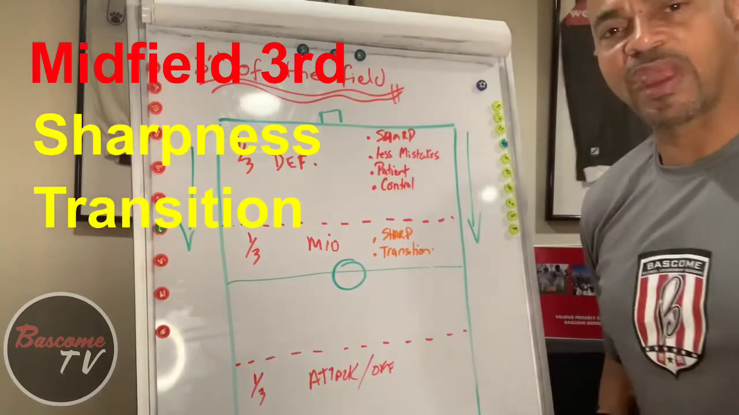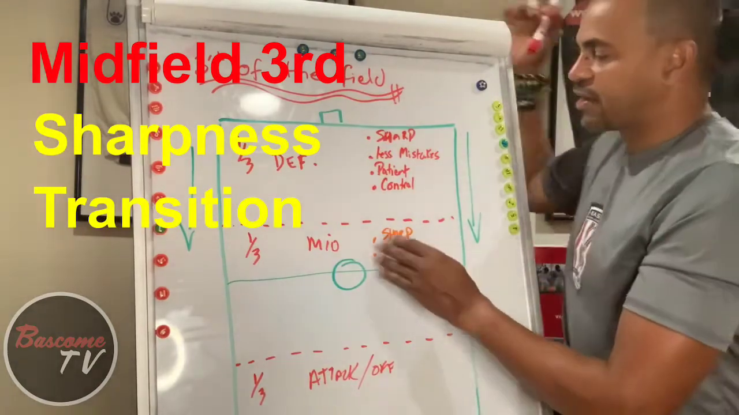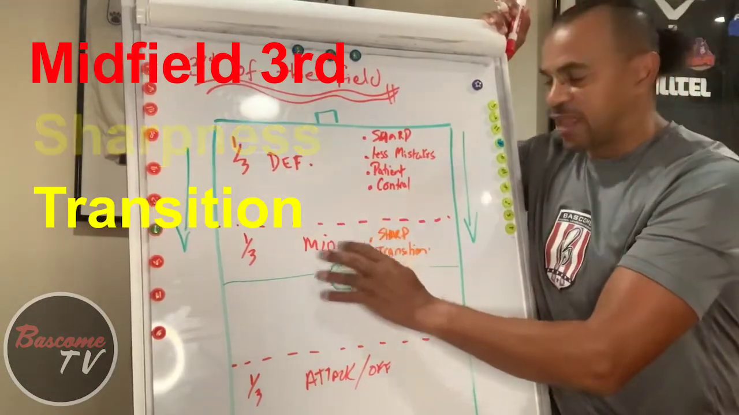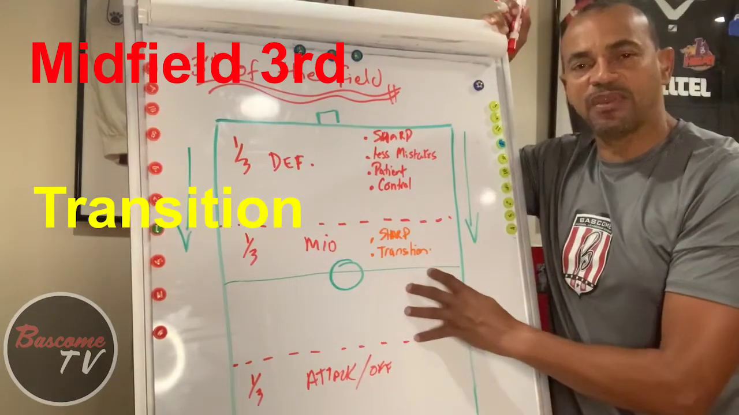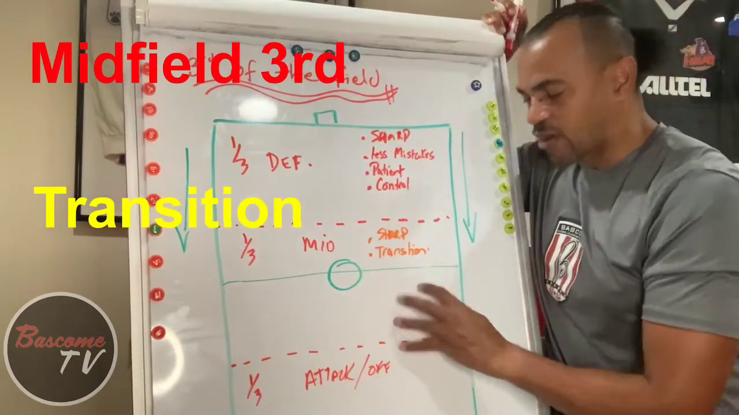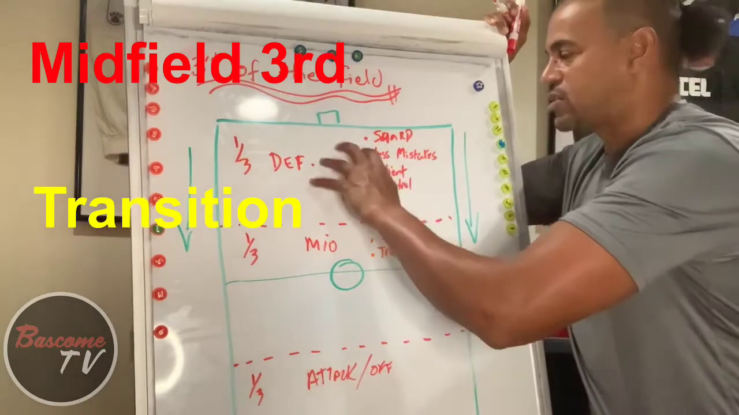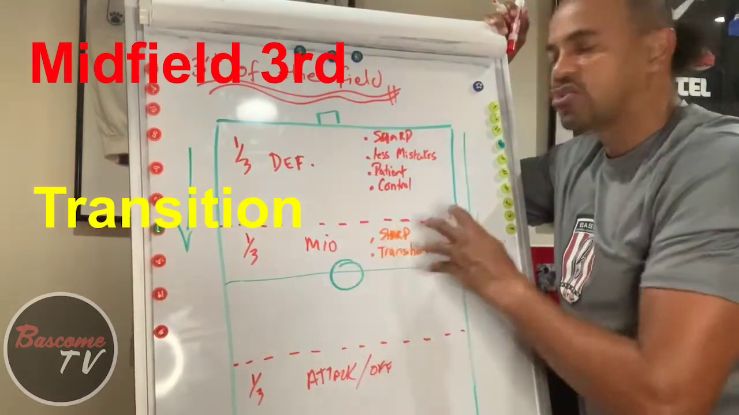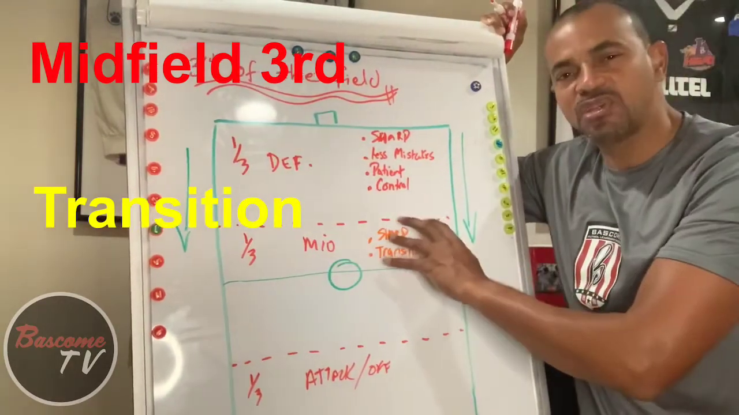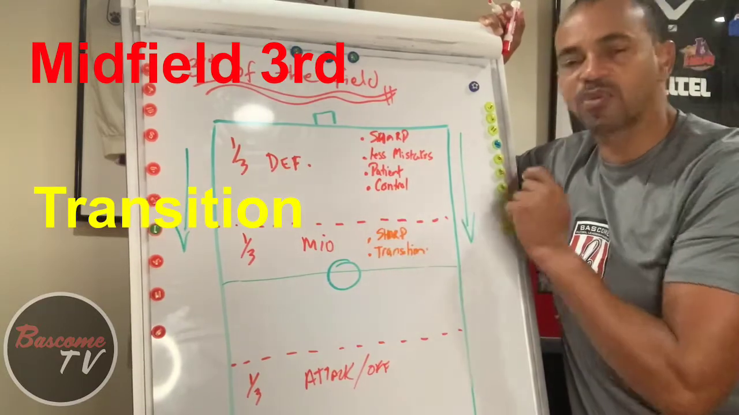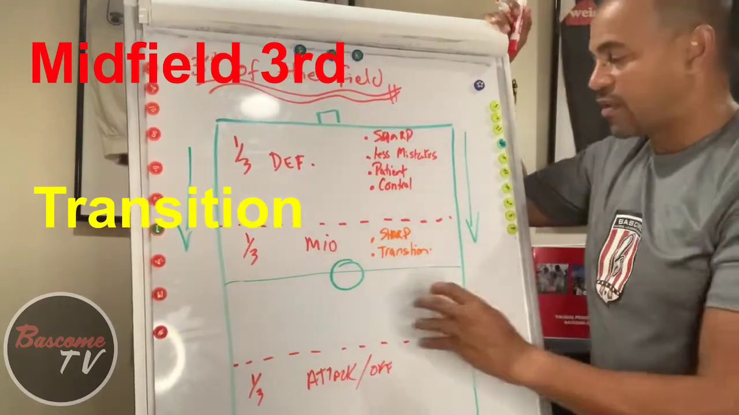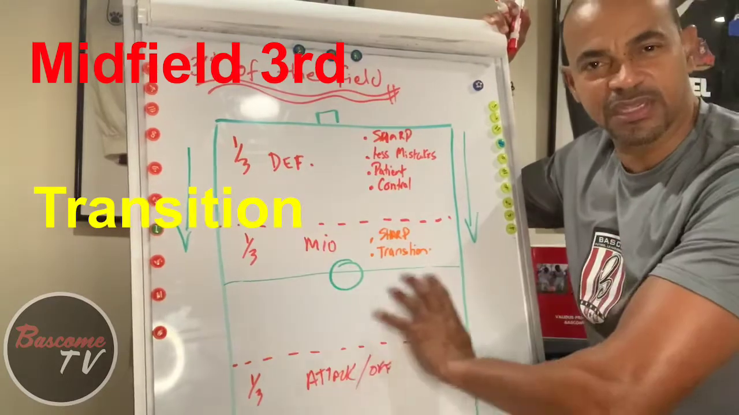Okay, that's the transition area. This area transitions you now. If I've got players playing into this midfield area, you're transitioning now into the attack, and you're transitioning the ball from defense. So your pace of the game still has to be sharp, okay? But guess what happens? You're going to find yourself being a little bit more creative in this area.